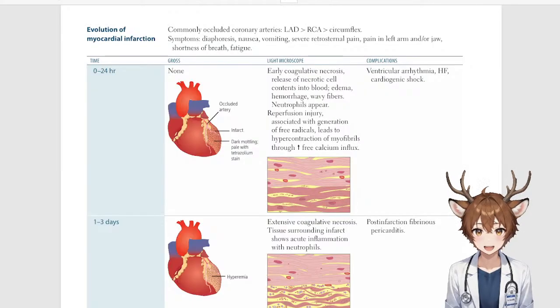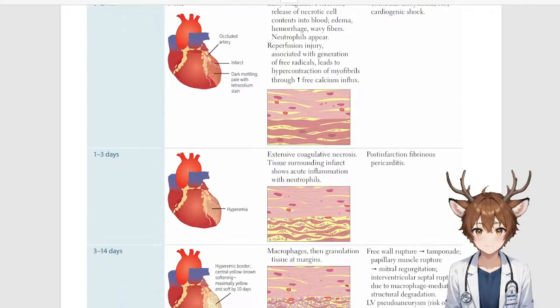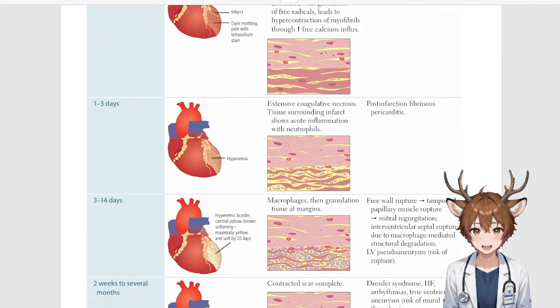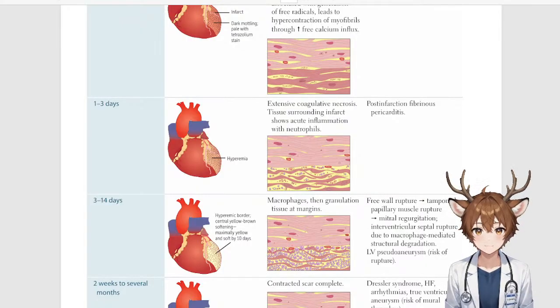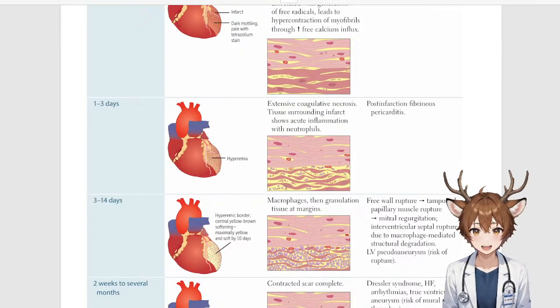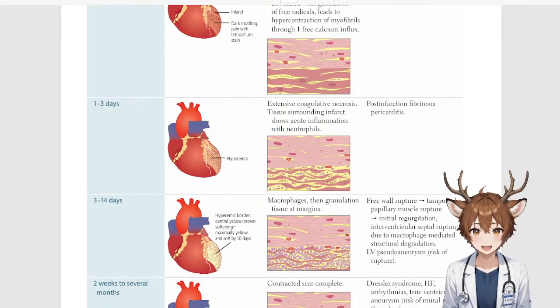Complications: ventricular arrhythmia, heart failure, cardiogenic shock. What about 1 to 3 days afterwards? Well, in that case, you can see that it says there hyperemia. It shows extensive coagulative necrosis, and tissue surrounding the infarct shows acute inflammation with neutrophils.